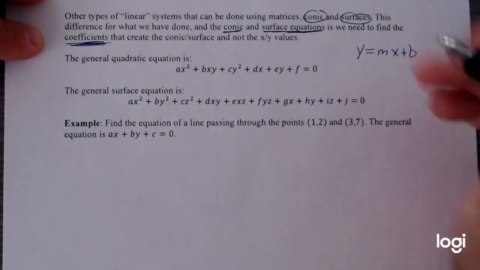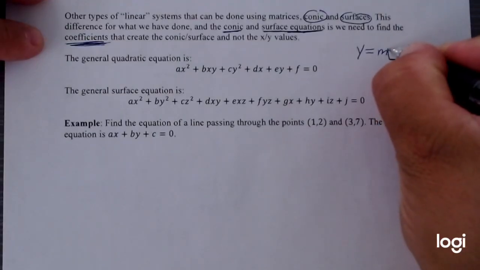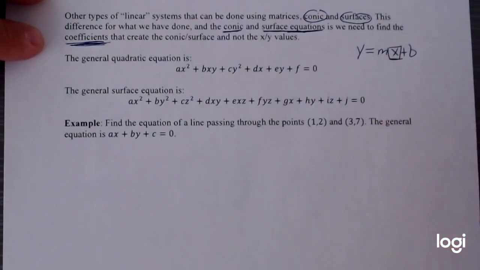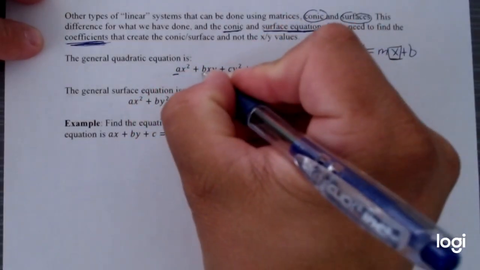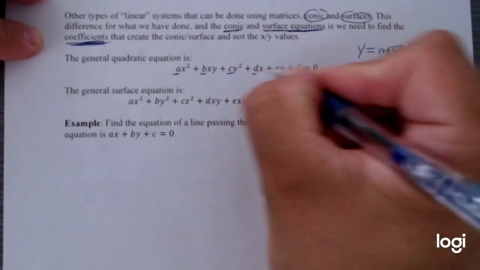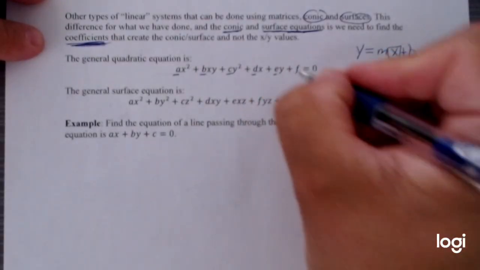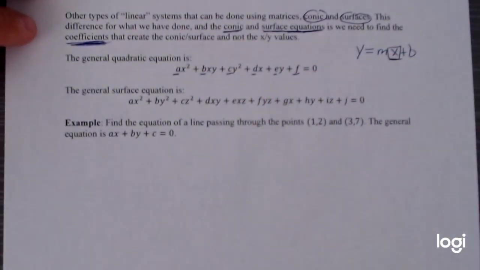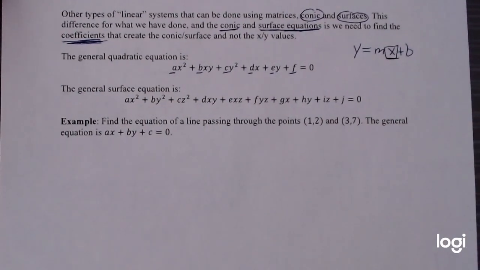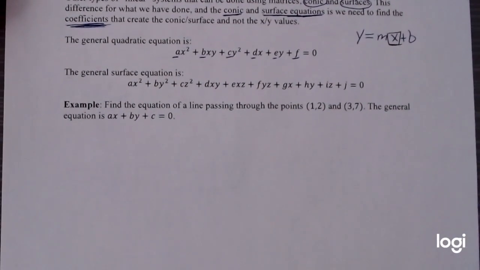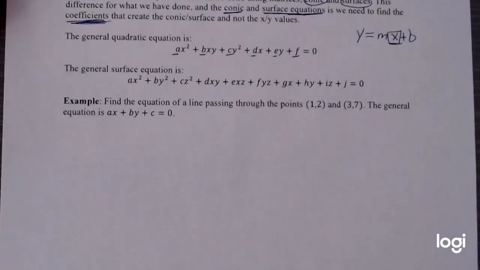Okay, so when we came to our line, we were solving for x, right? For all these arbitrary x values. Now, to make this a linear system, we're going to be solving for the coefficients in front of the variables, not the variables themselves. Right? There's always a catch when it comes to it. Okay. So here are the general equations for a quadratic and a surface, respectively.